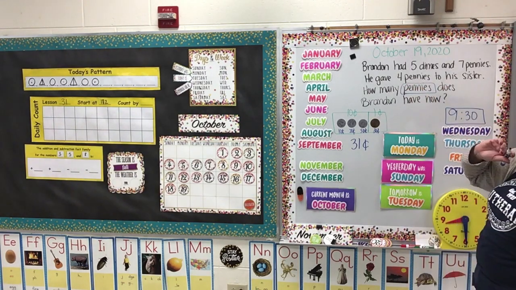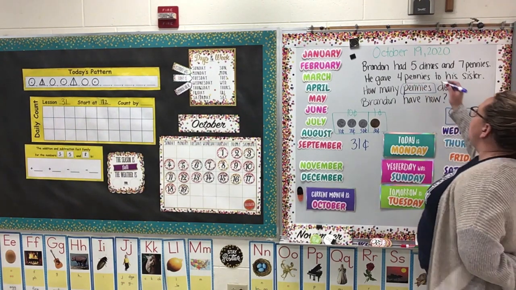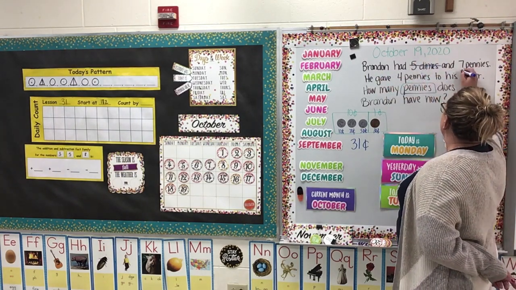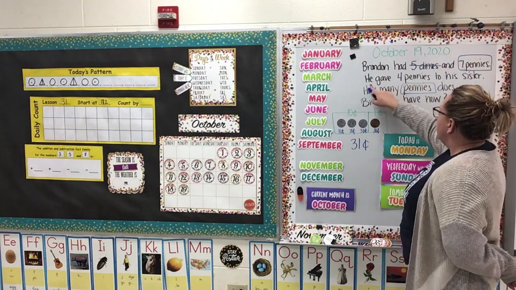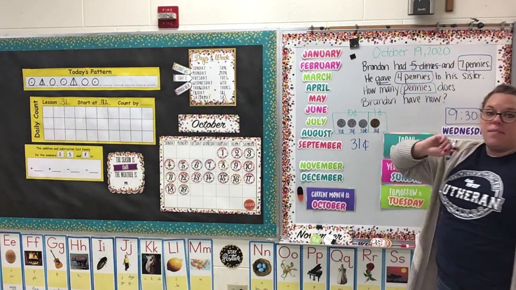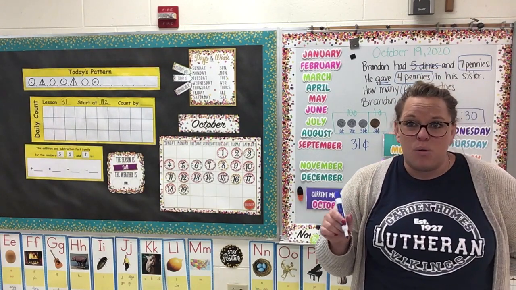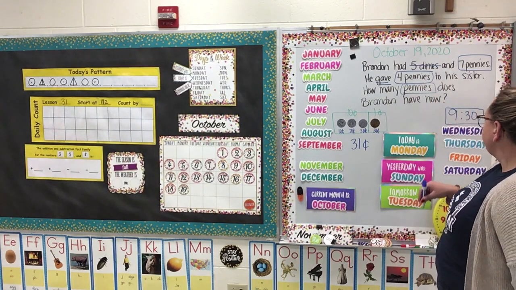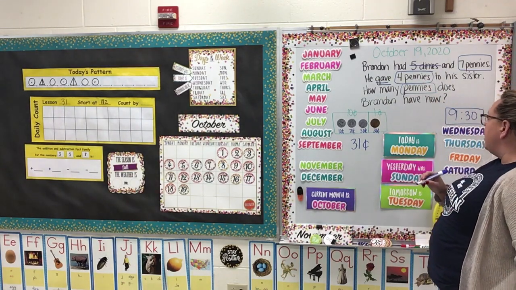So do we care how many dimes he had? No. Brandon had 5 dimes. I don't care about the dimes. And 7 pennies. He gave 4 pennies to his sister. If he gave them away, is that some more or some went away? Some went away. How many pennies does Brandon have now?